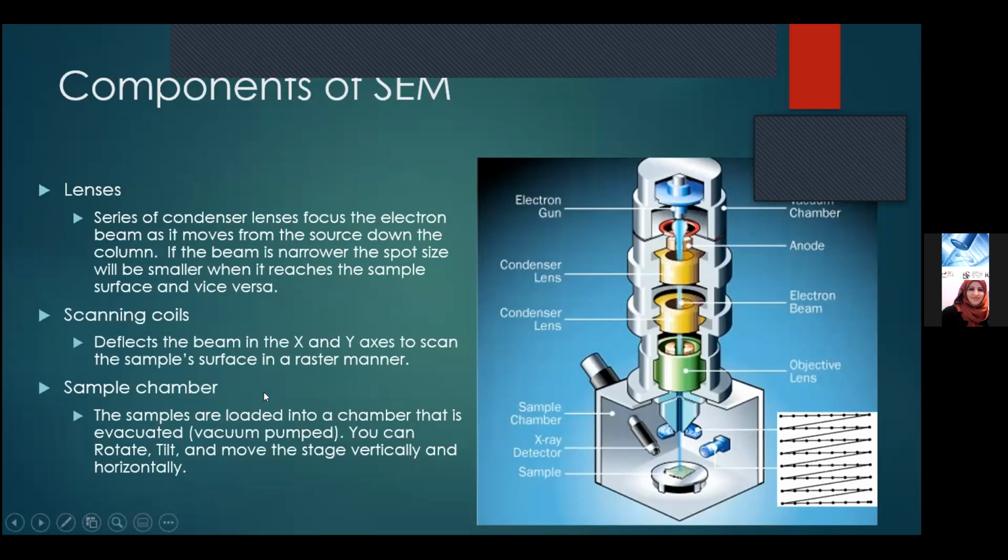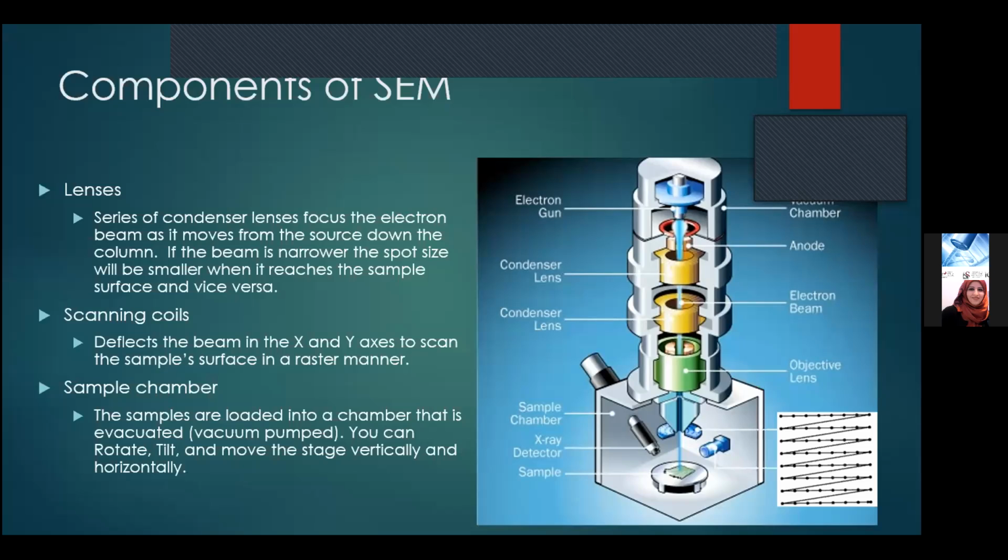Another component of SEM that's crucial is the lenses. Moving down to the condenser lenses, there are a series of them that focus the electron beam as it moves from the source down the column. If the beam is narrower, the spot size will be smaller. So the beam narrowness and the spot size are directly proportional. When it reaches the sample surface, the spot size will be small if the beam is much narrower.